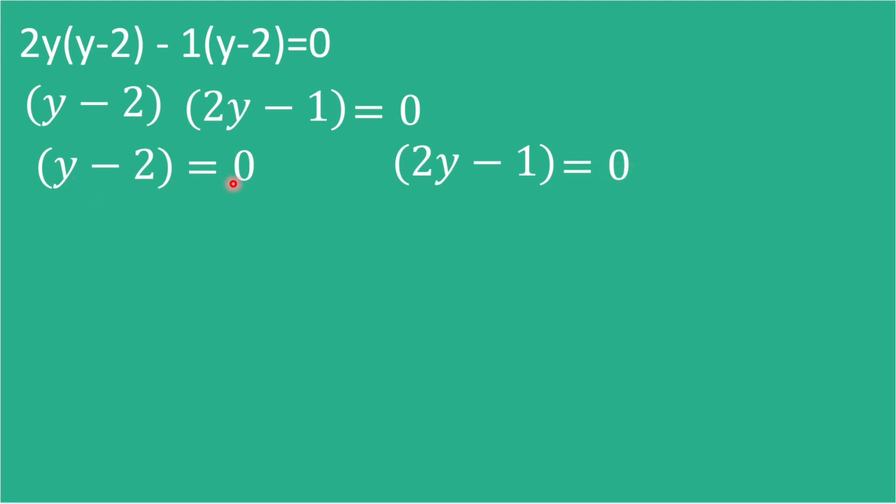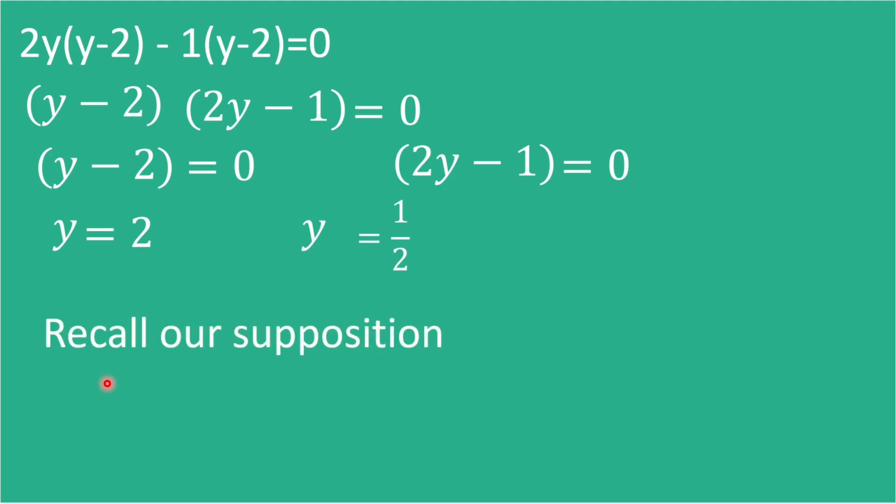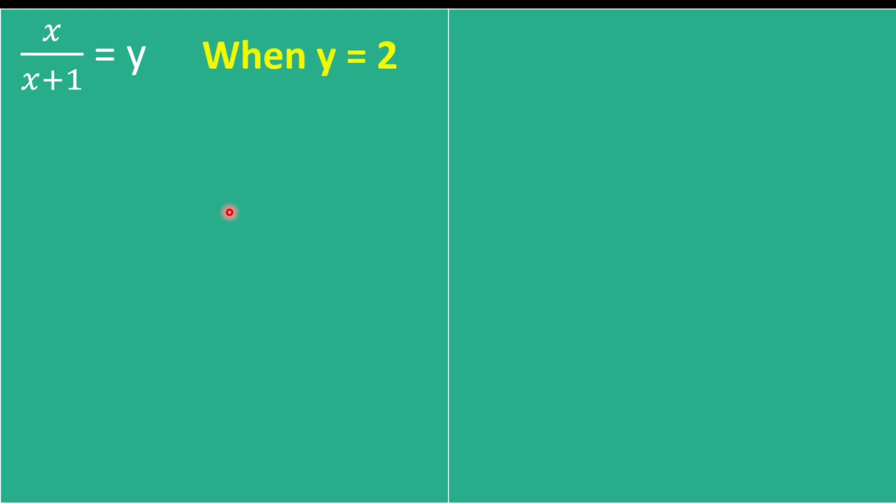Now y minus 2 equals 0 means that y is equal to 2. And here 2y minus 1 means that y equals 1 divided by 2, because when we shift this minus 1 to the other side, this will become 2y equals 1, and then we will divide both sides by 2. So finally we will get y equal to 1 divided by 2. And now let's recall our supposition. Our supposition was x divided by x plus 1 equals y, and now we have two values of y. So we will put these two values one by one in the given supposition.